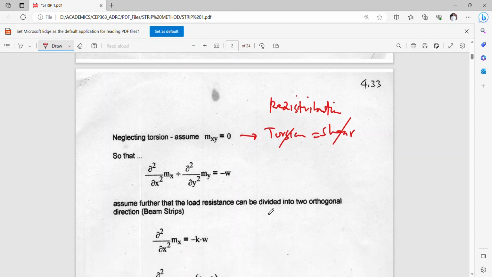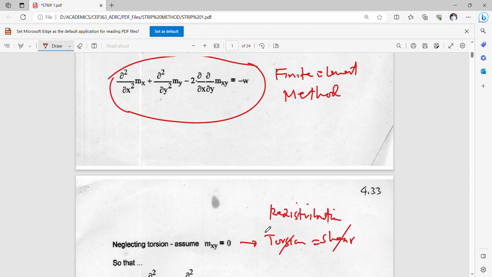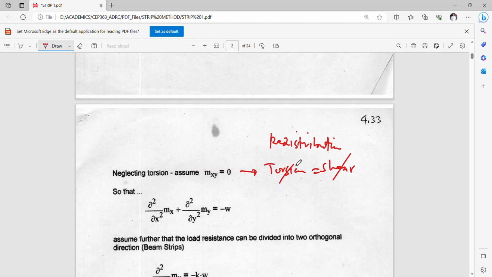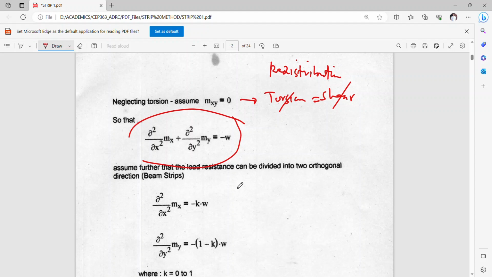Okay, so since it is simplified in that regard, this equation will now be made much simpler into this equation. Wherein, we further assume that the load resistance is divided only in two orthogonal directions, known as the beam strips, and they are independent of each other for as long as we satisfy static equilibrium in these two orthogonal directions, then we will have no problems regarding safety.